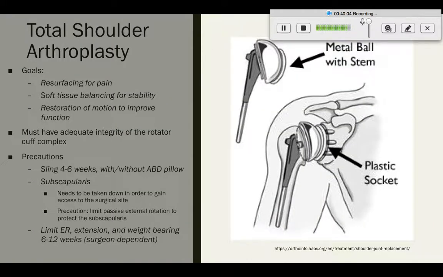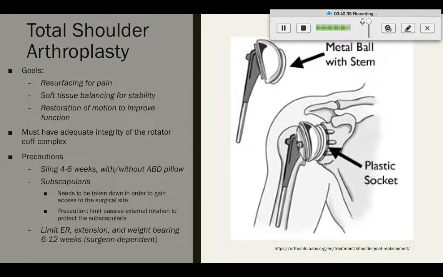So let's start with the total shoulder arthroplasty. Our main goals are resurfacing of joint surfaces for pain management, to adequately balance the soft tissue surrounding the joint, and to restore motion for improved function. In order to perform a TSA, the patient must have adequate integrity of their rotator cuff, because we're going to need to normalize those force couples between the cuff and the scapula following surgery.